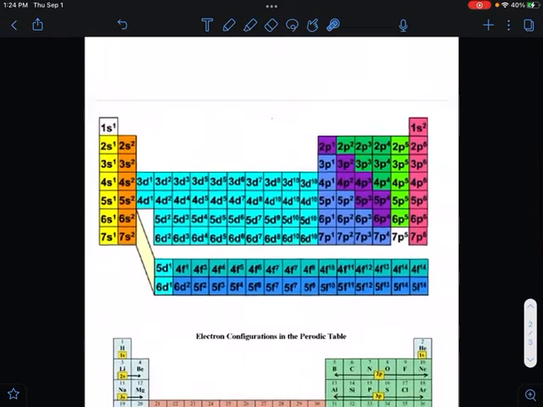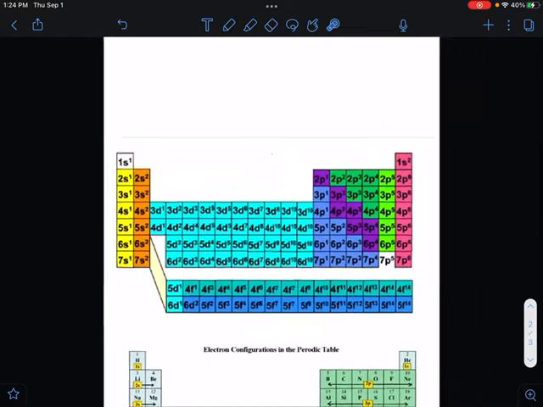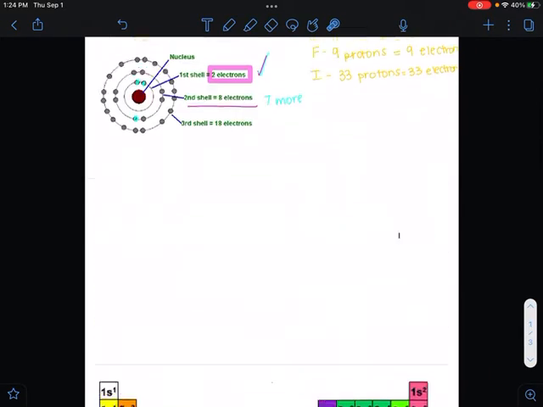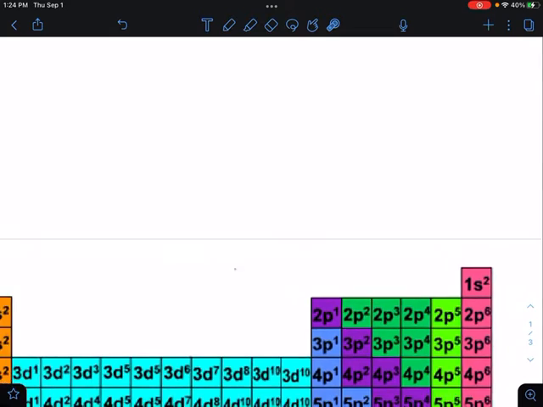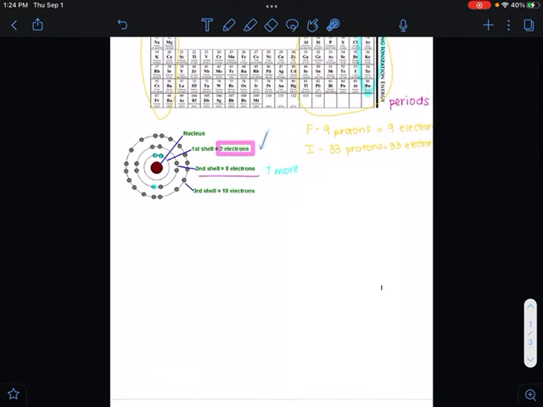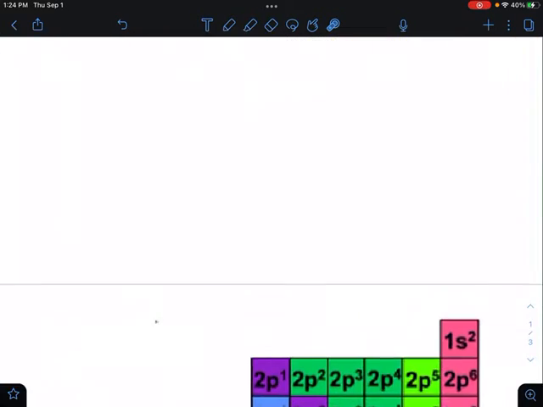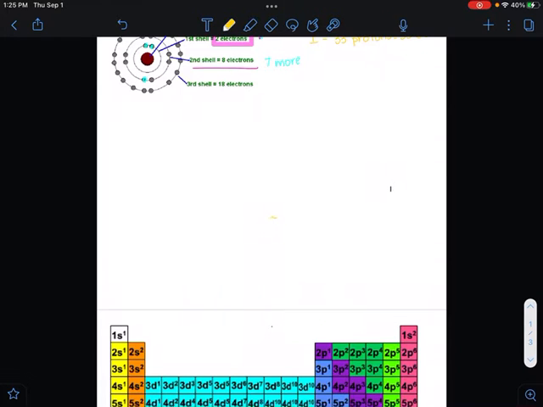So helium is right here. It's 1s2. We call the first one S. The first shell is S. It can hold 2 electrons. S represents a shape, but I don't really want you to worry about that right now.